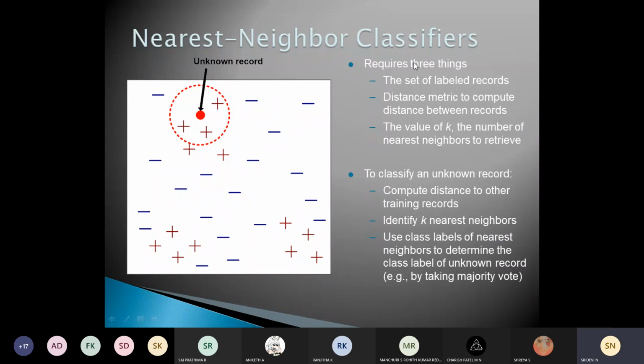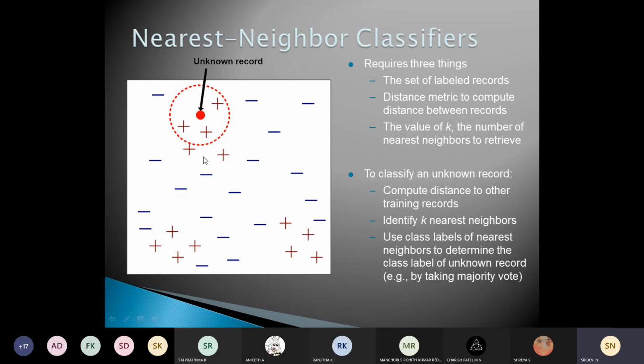The k-nearest neighbor method requires three things: the set of labeled records, a distance metric to compute the distance between the records, and the value of k, the number of nearest neighbors to retrieve, whether it is 2, 3, 1, anything. We compute the distance, check which is the minimum, and consider that the new unknown record belongs to that class. So we have to calculate the distance matrix. For this, we use either Euclidean distance or Manhattan distance. Usually we go for Euclidean distance.